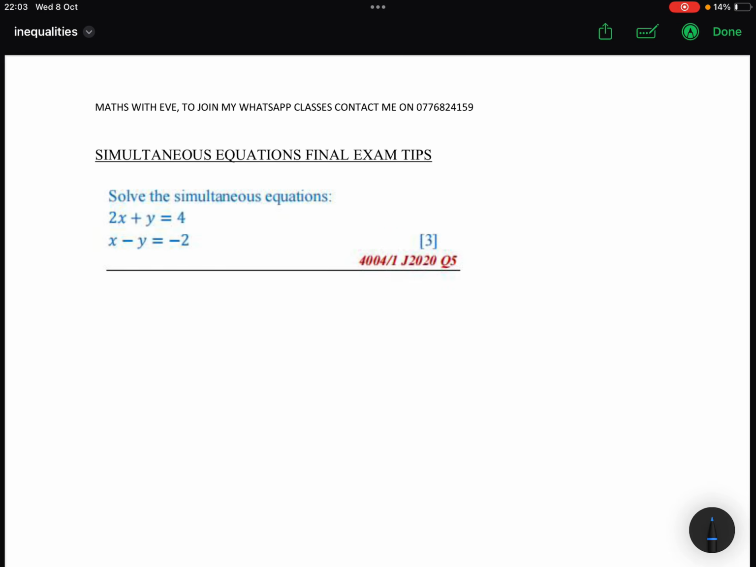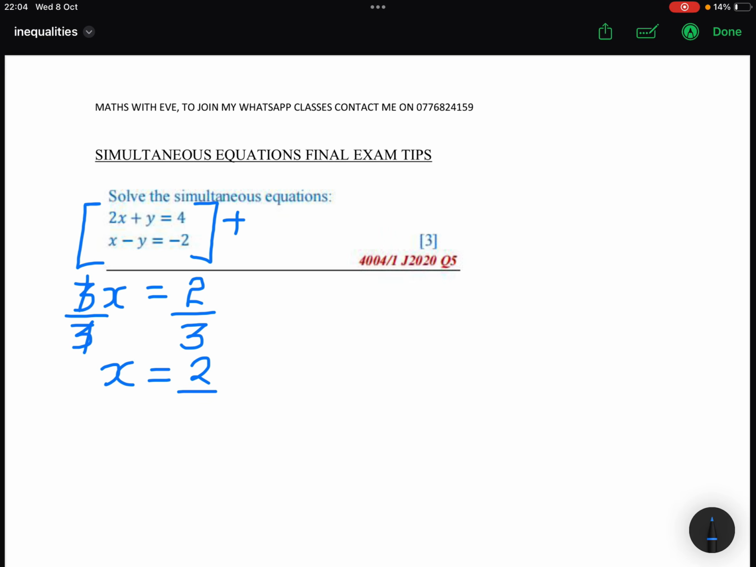Here we put a bracket outside like this, and then we decide that if we want to eliminate y, we need a positive sign. So that if we say 2x plus x, we get 3x, right? And then y plus minus y, we get 0. 4 plus minus 2, we get positive 2. And then after that, we divide both sides by 3, so that our x is going to be equal to 2/3. So this is how we find the value of x, right?